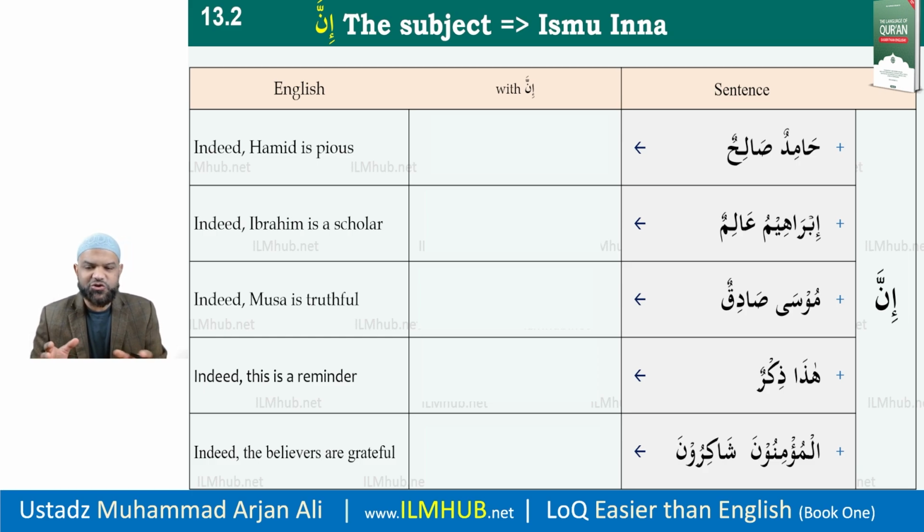On the screen now you have five different Arabic sentences. They're all, of course, nominal sentences, jumla ismiya. You have Hamidun salihun, Ibrahimu alimun, Ibrahim is a scholar, and Musa is truthful. This is a reminder. And then we have the believers are grateful. So what I'd like you to do is add inna to them and change the meaning to indeed, which you can see in the translation on the left hand side. Using the same principle as I showed you earlier with the example, Inna Allaha ghafurun, use that example as a template and see if you can do this. Pause the video, take your time, inshallah, and come back when you've done the task.